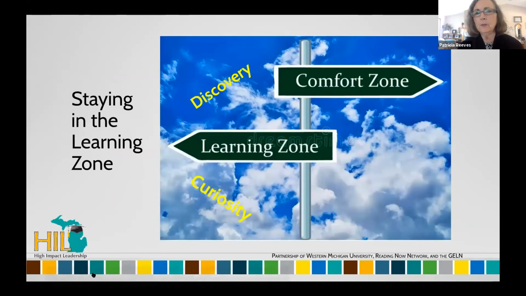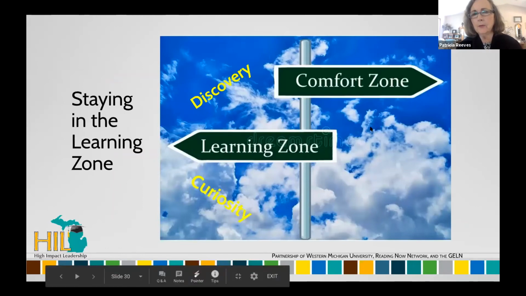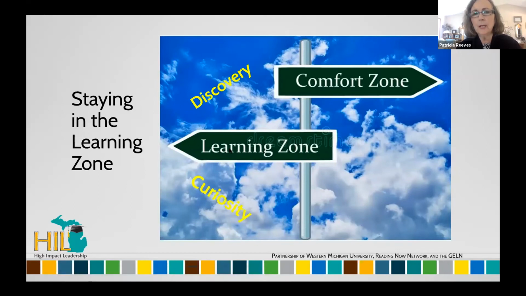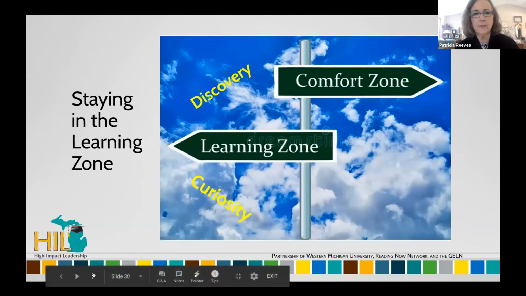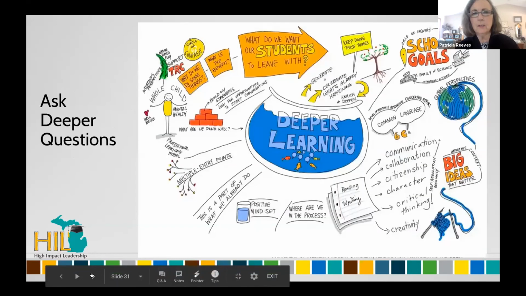Well, one of the things we do is we leave our comfort zone and we embrace working in the learning zone. But to do that, we have to create safety. Adults have to feel safe in the learning zone, and so do students. And we have to be safe in order to really unleash our curiosity and use that curiosity for discovery. So creating safe spaces for adults and children to learn is so important.